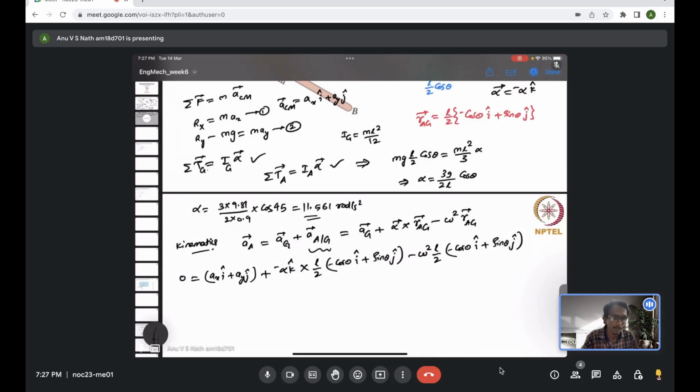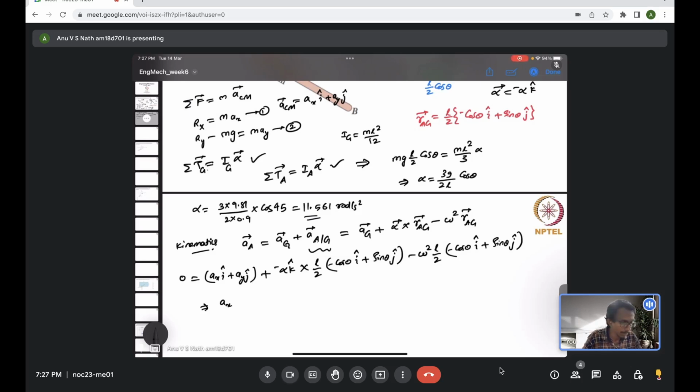Alpha we just evaluated to be 11.5, and theta is already given, which is 45 degrees. L, the length of the rod, is given. Omega is also given, 5 radian per second. So we can solve this to obtain the accelerations ax and ay. I hope you could directly evaluate it, so I am not spending time there, I am just writing the results.